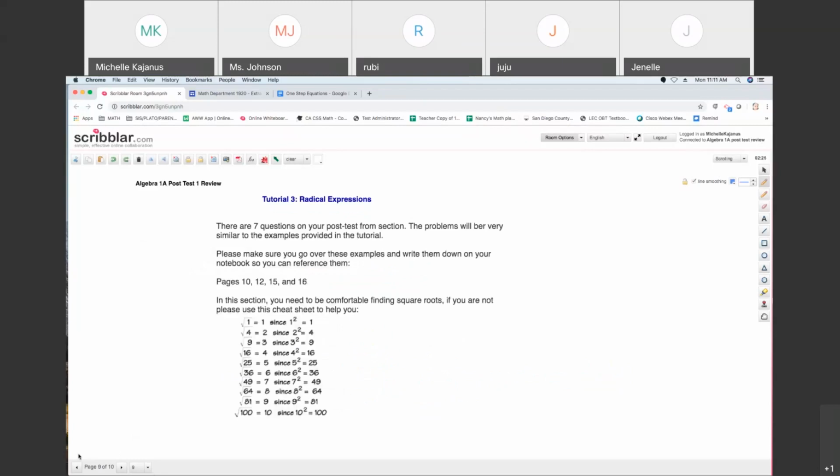And finally, tutorial 3, radical expressions. You have 7 questions on your post-test from this section. Again, a lot of the problems in your post-test are going to be almost identical to the ones you see in your tutorial, so please make sure that you go back and review this. For this, you have to be somewhat comfortable with square roots, and if you don't remember a certain square root, it's okay to use this little cheat sheet as reference. So now I'm just going to do 3 examples here.